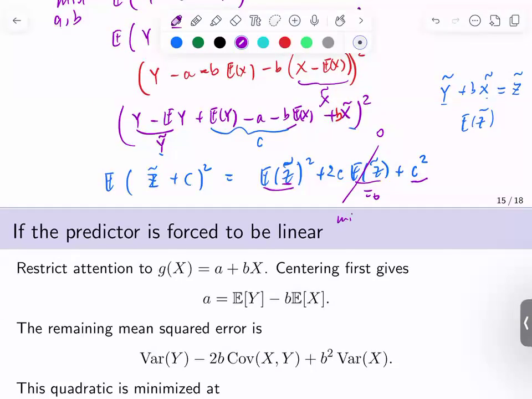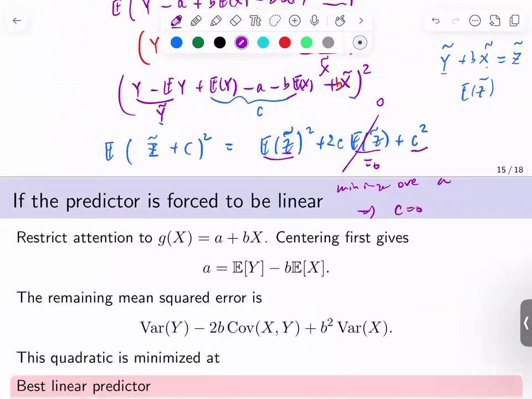So minimize over a, it implies that c has to be 0. I mean, you could have done it by just differentiating, but this is easier. So this implies c equal to 0, which means we have to have this equation. So a has to be expectation of y minus b expectation of x. Okay, so if you minimize over a first, this term doesn't depend on it.